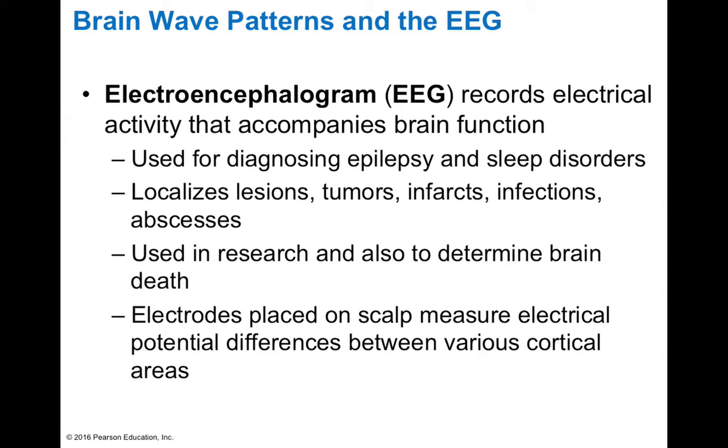So what this device does is it records the electrical activity that accompanies brain function. And essentially there's a series of electrodes that surround your scalp and skull in a variety of different regions. And it's used for things like diagnosing epilepsy or sleep disorders. We can localize lesions and tumors, or even infarcts and infections based off of these waveforms. We can use EEGs in research to determine if brain death has occurred, or electrodes that are placed on the scalp can actually measure the voltage changes that occur when action potentials are occurring. So if you look at an EEG, essentially what you're seeing is the cumulative effect of all of the action potentials that are occurring in your brain at any moment in time.